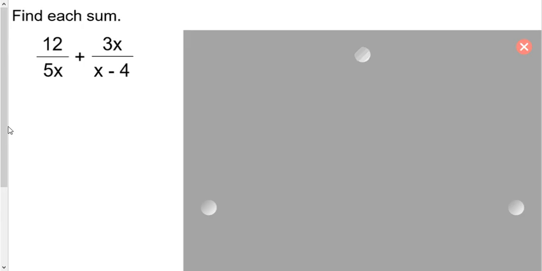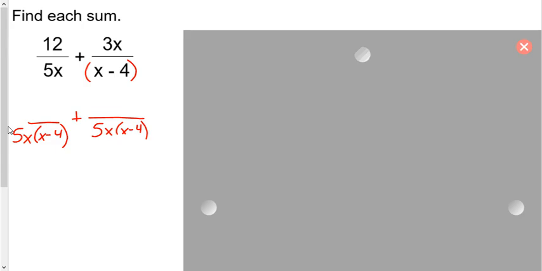All right, now when we start dealing with binomials, just like we talked about in section 5, whenever you have a binomial in your denominator, we're going to put parentheses because it is an expression. And whenever we are dealing with binomials in our denominator, it is simply going to be a product of the two denominators. So it's going to be 5x times (x minus 4).